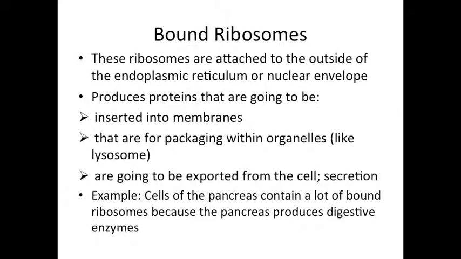Another type of ribosome is the bound ribosome, which is attached to the outside of the endoplasmic reticulum or the nuclear envelope. These ribosomes produce proteins that are going to be inserted into membranes, packaged within organelles, or exported from the cell, so basically secretion. An example would be cells of the pancreas, because they contain a lot of bound ribosomes, since the pancreas produces digestive enzymes which are transported out of the pancreas into the digestive tract.